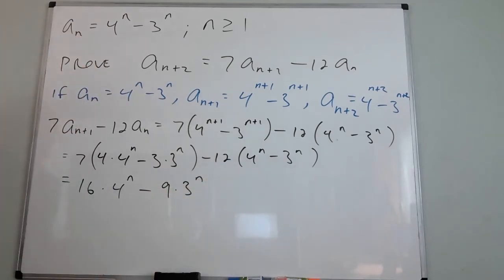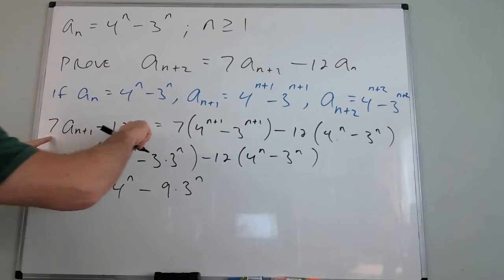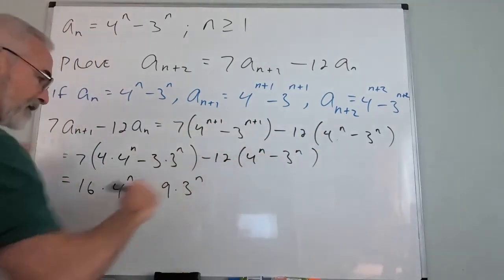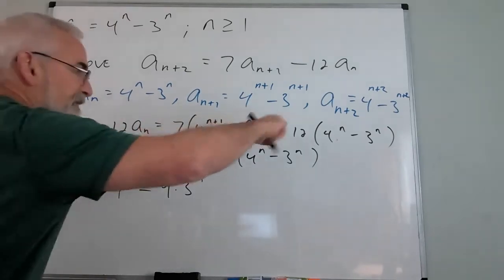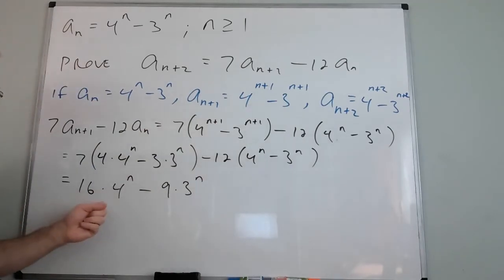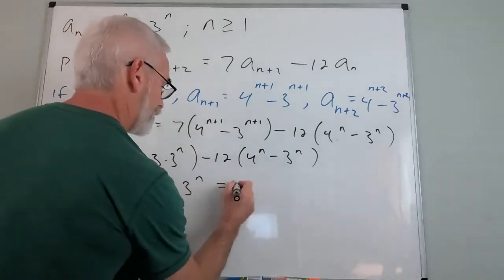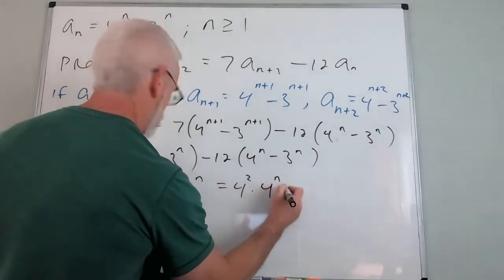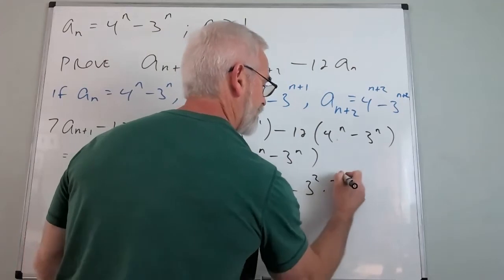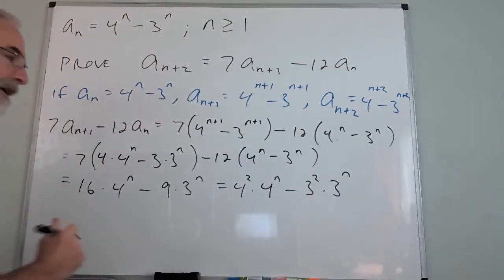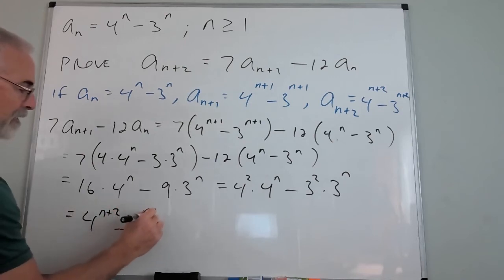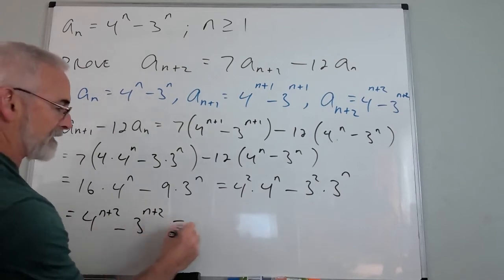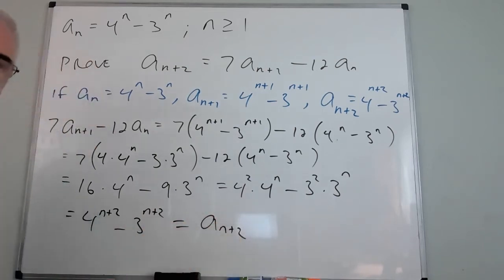Okay, so whether this statement is true or not, this statement here is equal to this, is equal to this, is equal to this. That I have no doubt of. In fact, if you had just made up any 2 coefficients whatsoever, you could still do exactly what I did. But here's the beauty. Look at that guy right there. Isn't that equal to 4 squared times 4 to the n minus 3 squared times 3 to the n? And why is that a cool thing? Because that's equal to 4 to the n plus 2 minus 3 to the n plus 2. And I do believe that is the result we were shooting for.